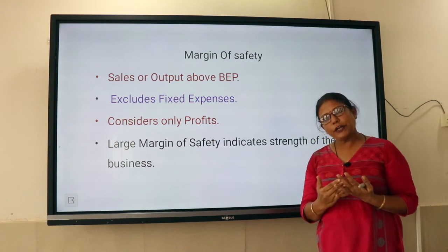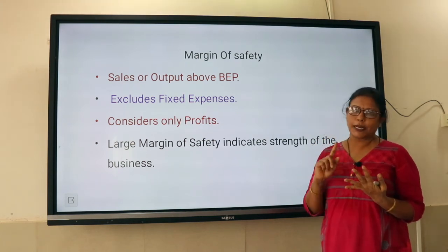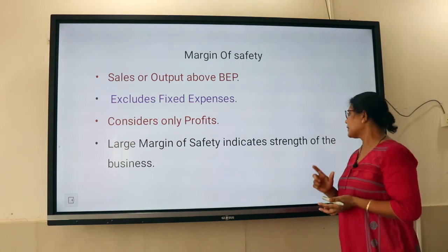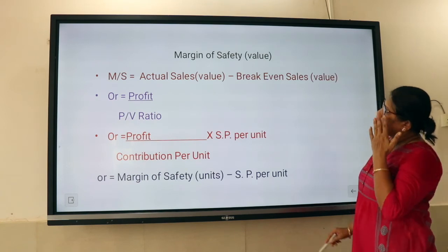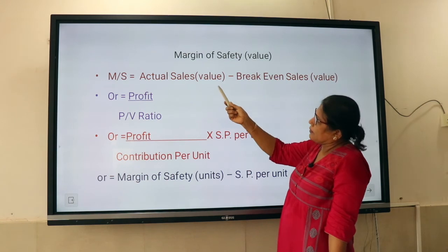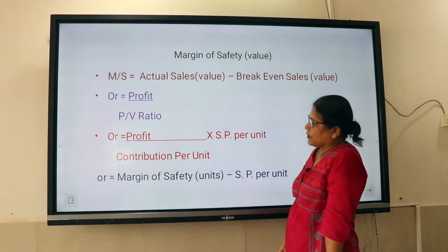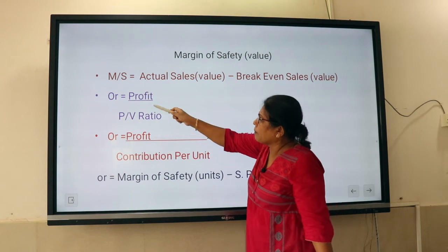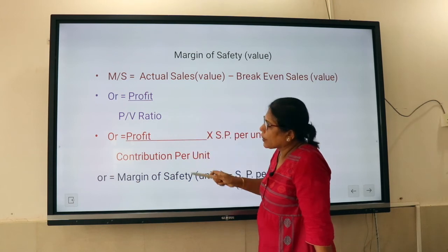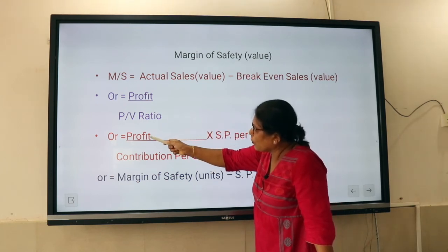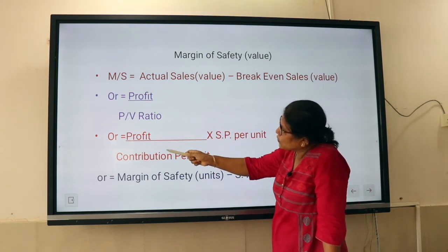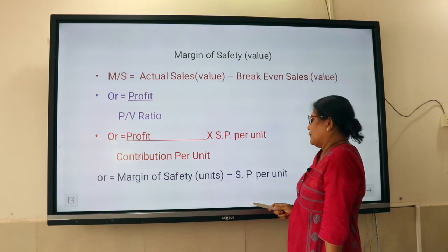Now margin of safety can be calculated in units, it can also be calculated in value, and sometimes it can be converted into percentages also. Let us see that. Okay, so for margin of safety, if you know actual sales and if you know break-even sales, then I can find out margin of safety. Or you can use profit and PV ratio to determine margin of safety. Or if PV ratio is not applicable or allowed, then if you know profit, if you know contribution per unit, and if you know selling price per unit, that also you can use to find out margin of safety.